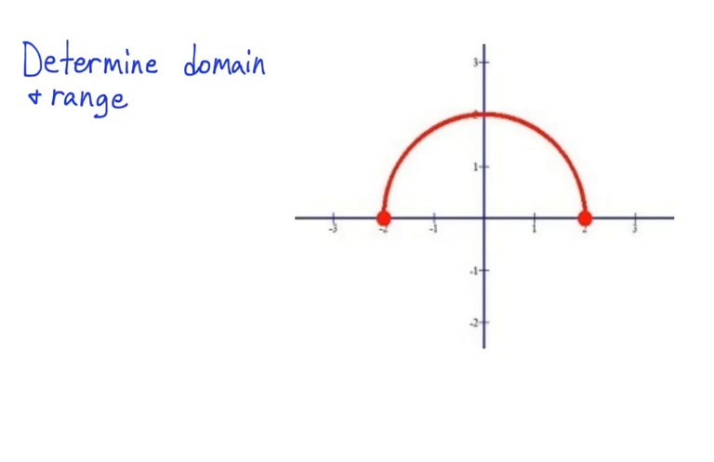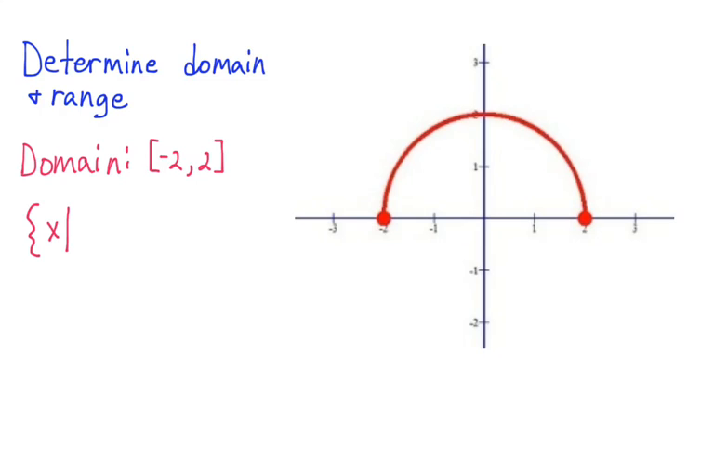Okay, now domain and range for this semicircle. First of all, let's look at where it starts on the left and where it ends on the right. We're looking for x values. When you think left and right, think x values. And I can see that the furthest left is -2 and the furthest right is +2. So in interval notation, our graph includes all the x values between -2 and +2.